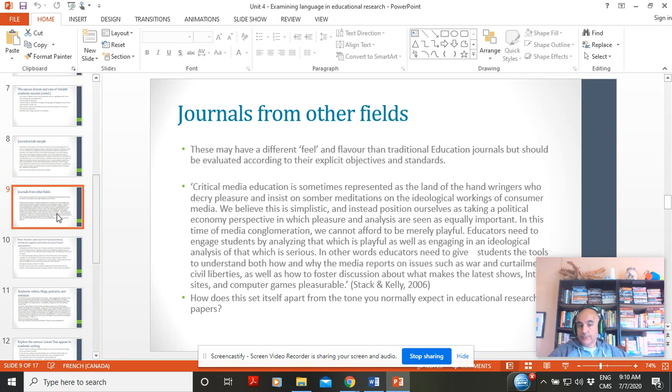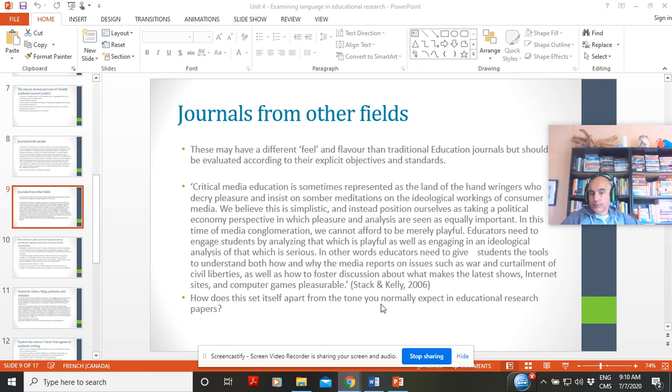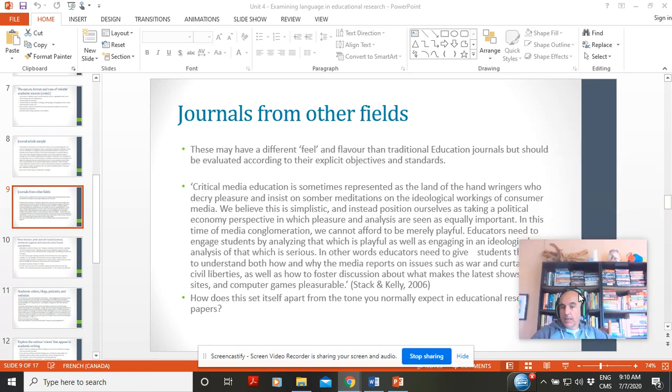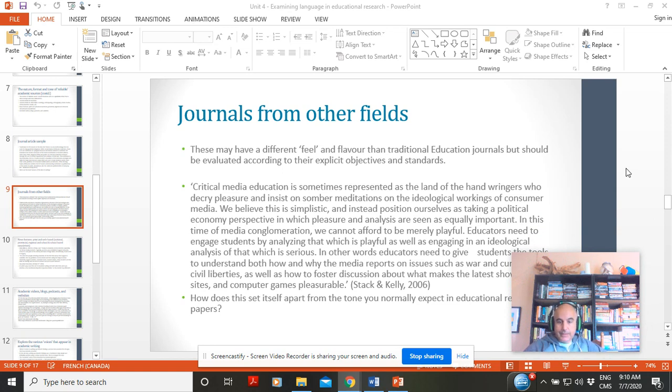So I've taken something from a very different field. Read the paragraph, and my question to you is, how does this set itself apart from the tone you normally expect in an educational research paper? That's going to enable you to identify a few features. Mention them on the chat, on the thread that I've created for that, and then collectively we'll be able to identify some of the key characteristics that you would recognize as being journal articles from another field, very different writing, maybe very different conventions, but still acceptable as a reliable source. Okay, it's going to enable you again to create that sixth sense as to what you accept and what you are putting in your little bag of acceptable resources.